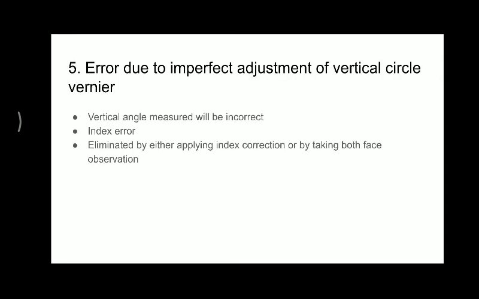Next one is the error due to the imperfect adjustment of the vertical circle vernier. In this case, the vertical angle measured will be incorrect. This error is also known as index error. So it can be eliminated either by applying index correction or by taking both face observation.